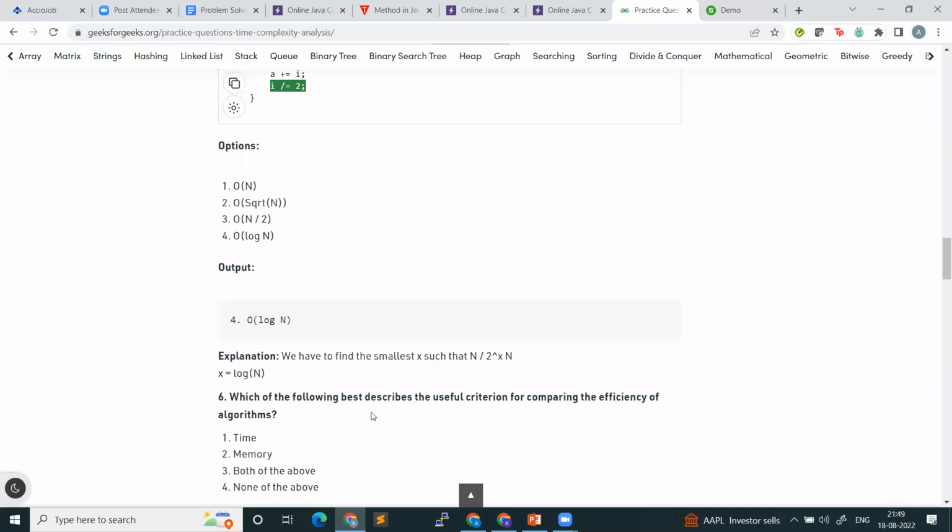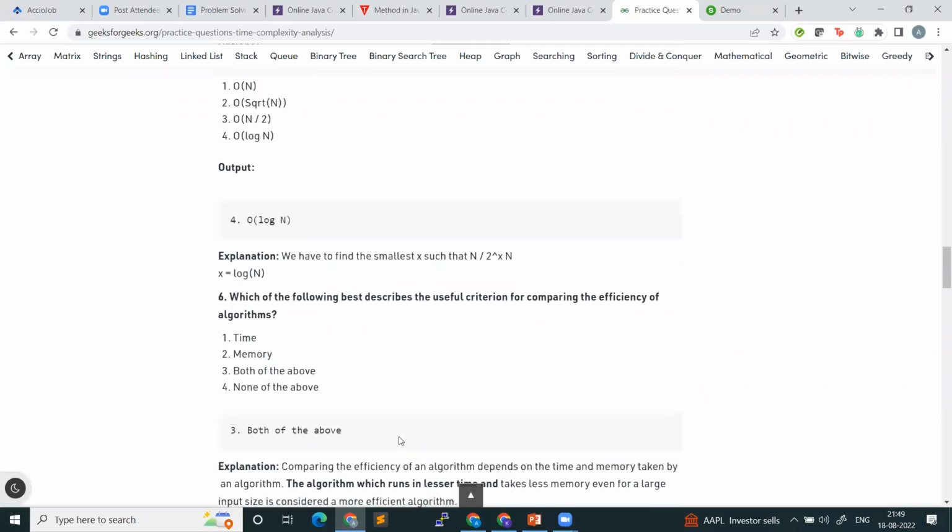Okay. What is the best criterion or useful criterion for comparing the efficiency of algorithms? Both time and memory are important. Both time and space are important. So I will go with option number 3. Both of the above. देख लेते हैं भाई, both of the above.